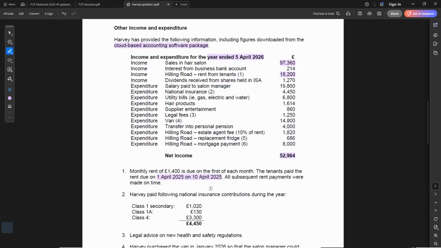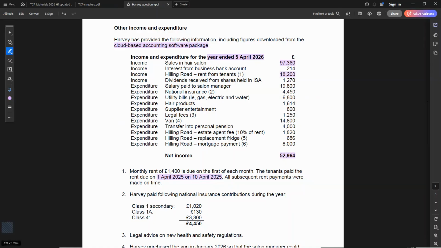So we've been told that tenants' rent is due on the 1st of each month. So we'll have 12 months of £1,400, but then we know the one from 1st of April 25 was paid late on 10th of April 25. So that one will also be taxable in 25-26. So we're going to have 13 months of taxable income for the Hilling Road property.